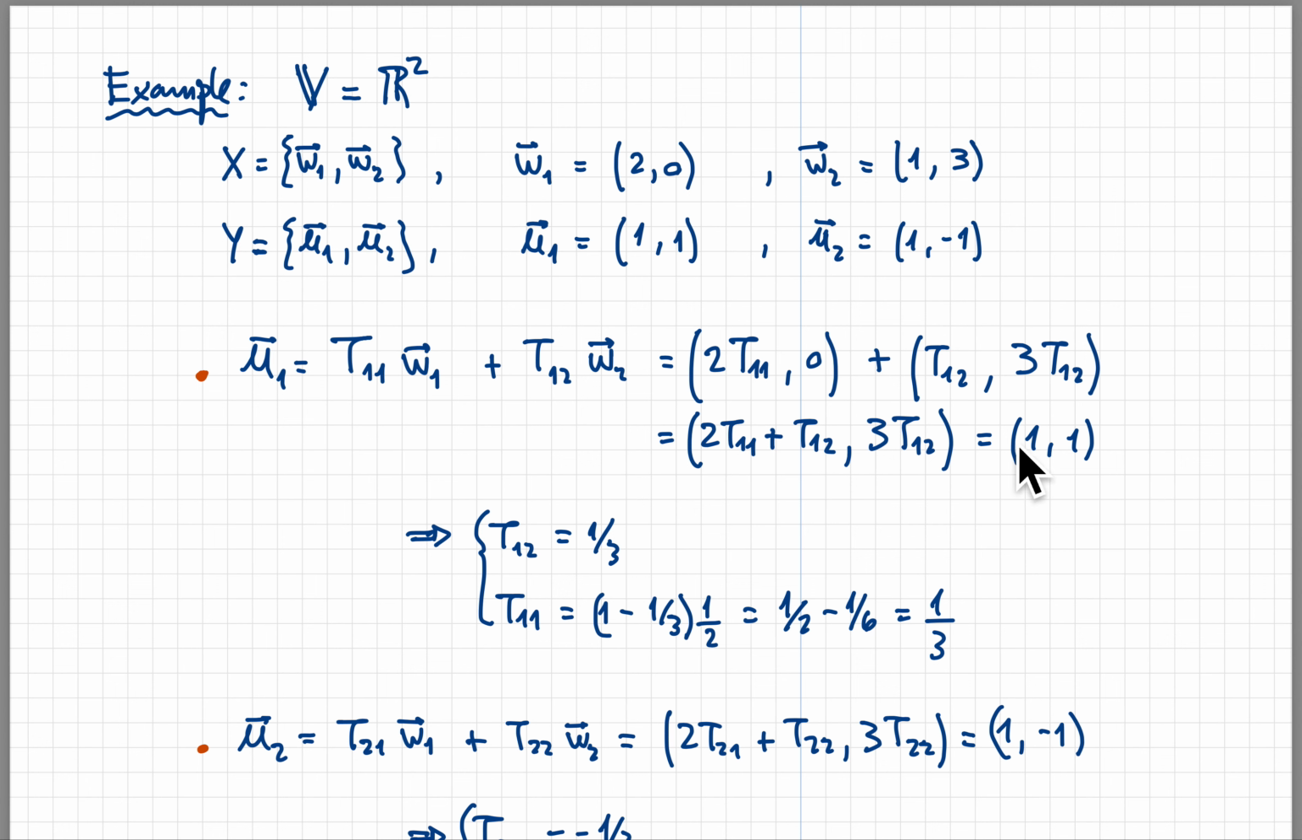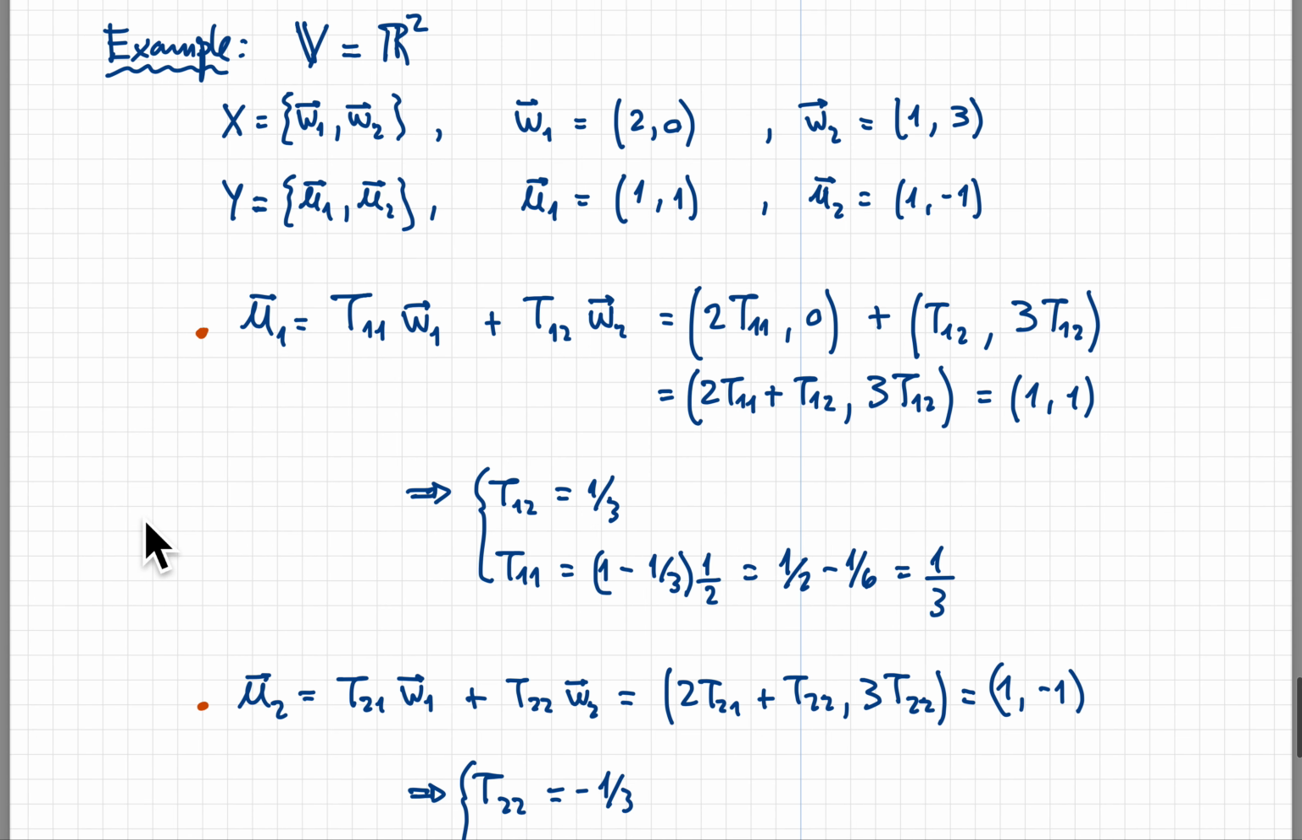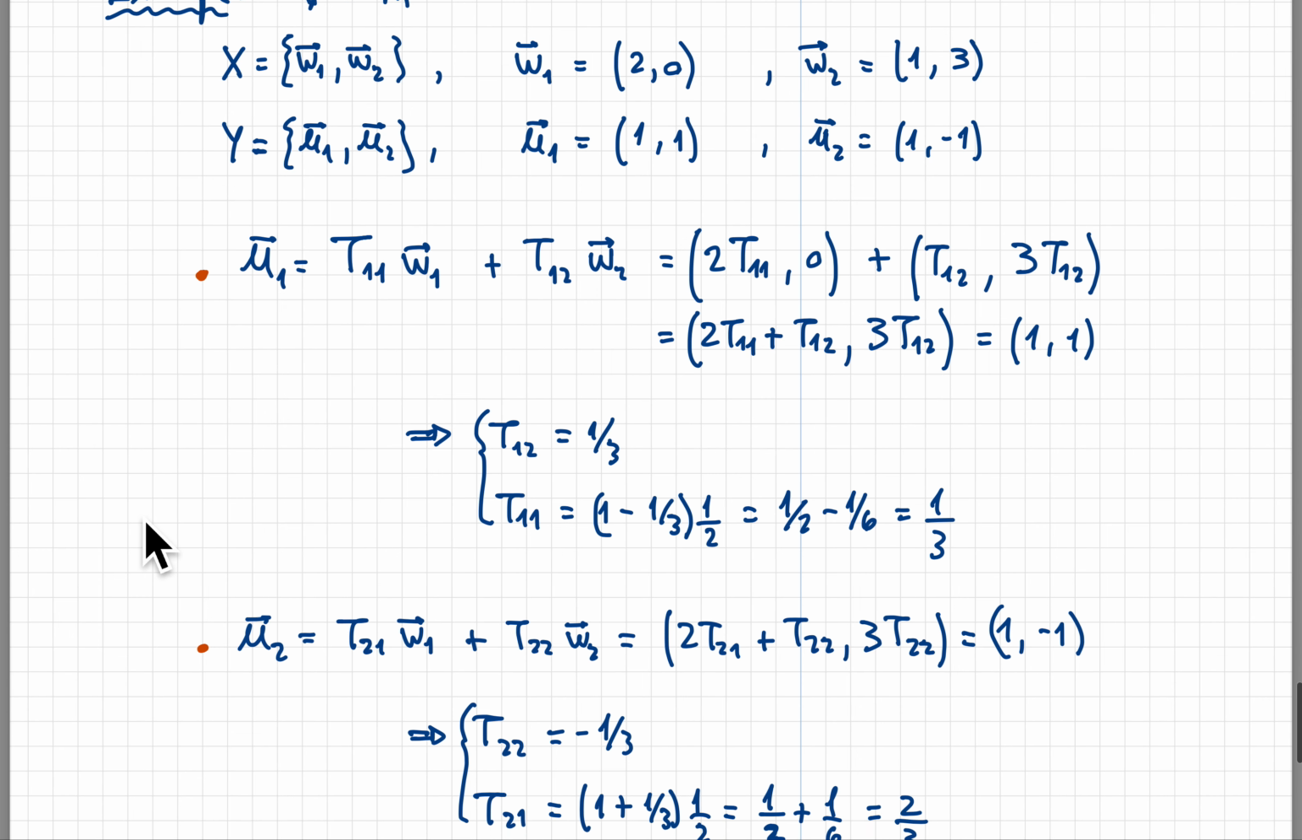Now we want that to be equal to (1, 1). Why? Because that's U1. So we have to force this whole component to be 1, and we have to force this whole component to be 1. If we do that, it's very easy to see that T12 has to be 1/3, and we insert that in the other equation, and it's very easy to see that T11 is also 1/3. If I did the calculation here correctly, you can of course go ahead and check it. Sometimes I make mistakes, so you should always check these things, and it's a good exercise as well.